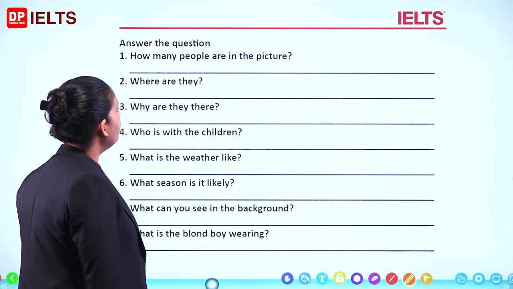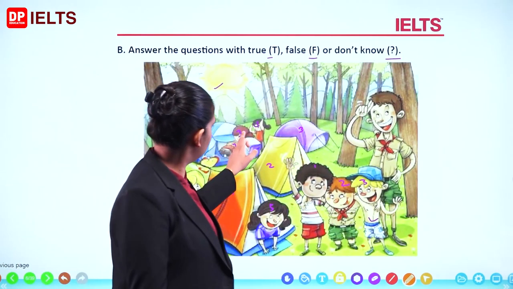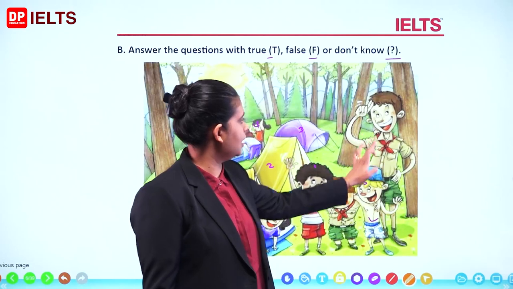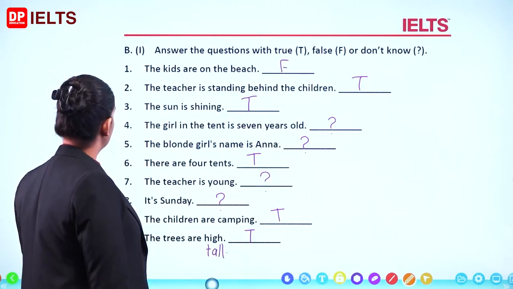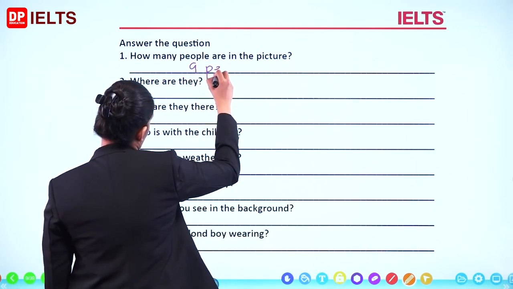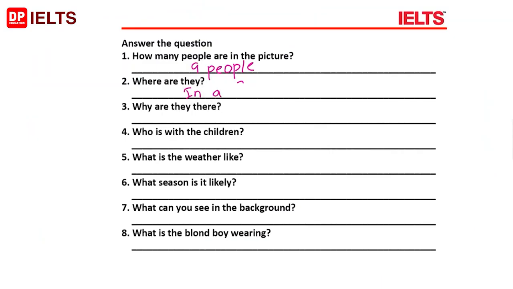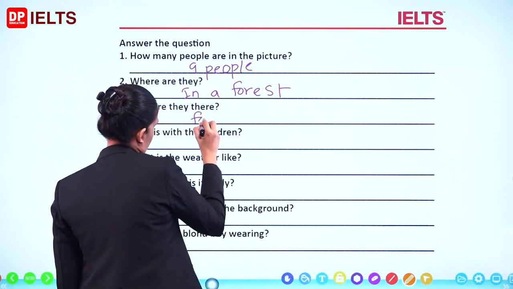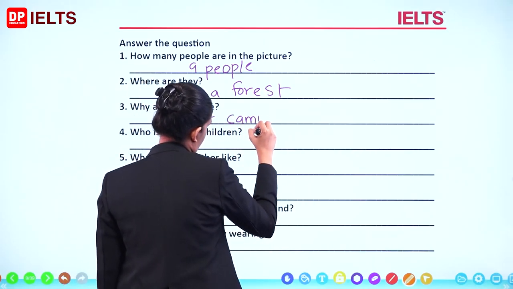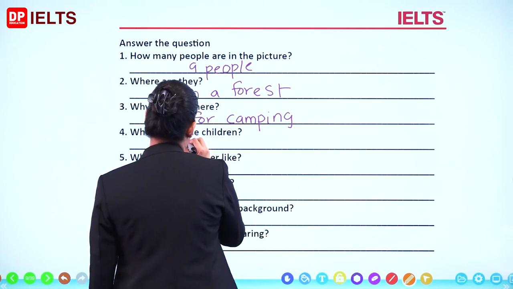Answer the question, how many people are in the picture? So you have 1, 2, 3, 4, 5, 6, 7, 8, 9. With the teacher, 9. So you can say 9 people. Where are they? In a forest. Why are they there? For camping. Who is with the children? Probably a teacher.